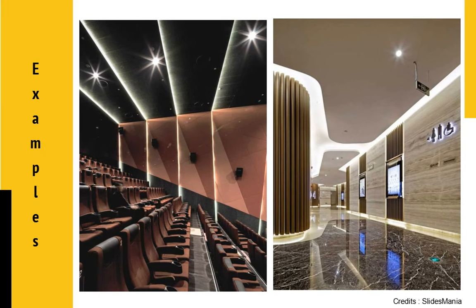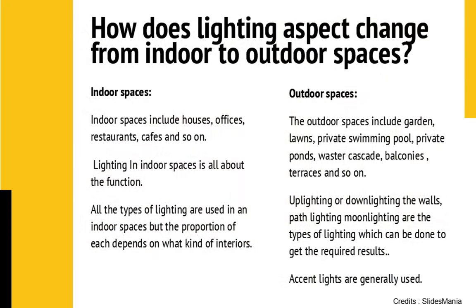With this, we are done with how the lighting aspect changes from interior to interior. Now, we will see how the lighting aspect changes from indoor to outdoor spaces. Indoor spaces include houses, offices, restaurants, cafes, and so on. Lighting in indoor spaces is all about the function. All the types of lighting are used in an indoor space, but the proportion of each depends on what kind of interiors. While the outdoor spaces include garden, lawns, swimming pools, private ponds, water cascades, balconies, terraces, and so on.